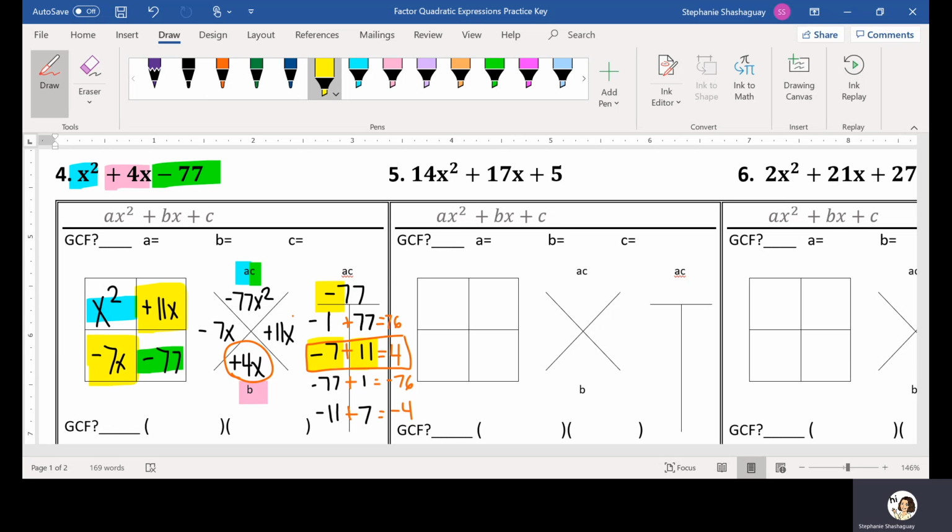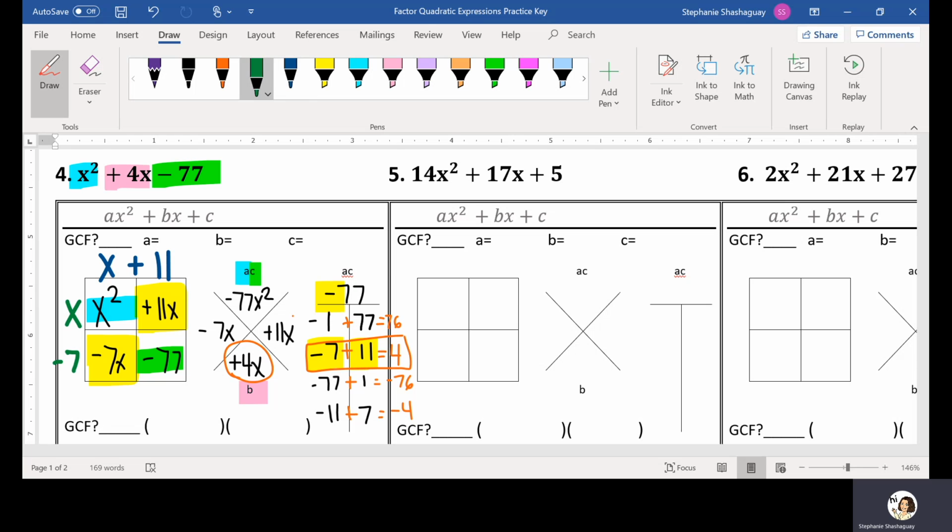Now I need to pull out my common factors. Looking at my rows, x squared plus 11x, I can pull out an x. Negative 7x minus 77, I can factor out a negative 7. Looking at my columns, x squared minus 7x, I can factor out an x. I have a positive 11x and a negative 77. I'm going to factor out a positive 11.